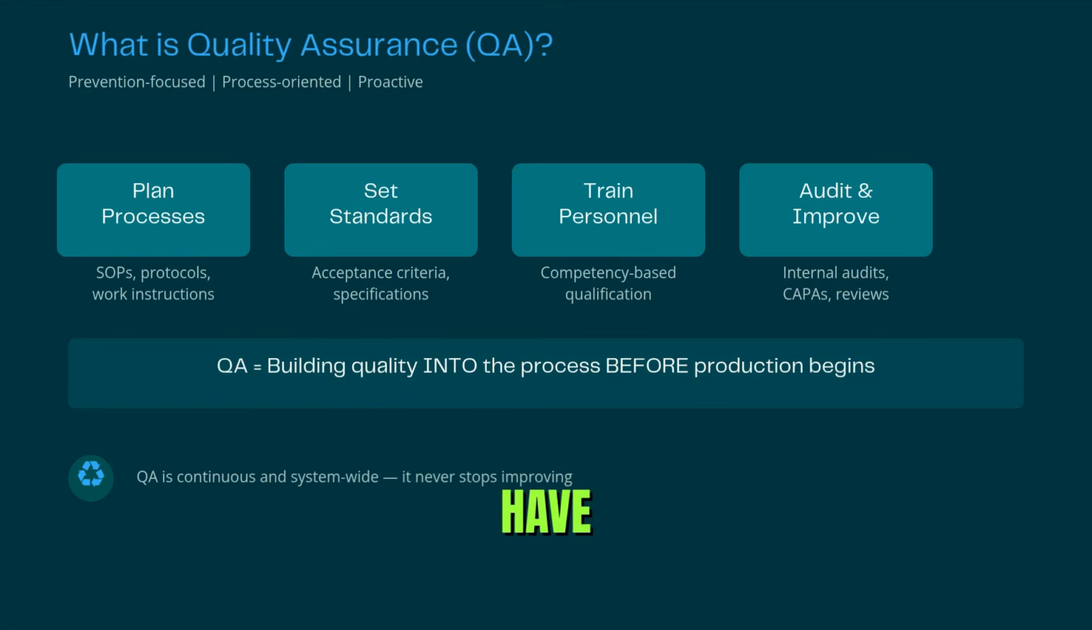And these technicians have various roles and responsibilities, such as number one, they plan processes by writing various standard operating procedures or SOPs. They write protocols and work instructions. Two, they set standards, that is, standards of acceptance and various specifications. Three, they train personnel using a competency based qualification method. And four, they perform audits and continuous improvements.